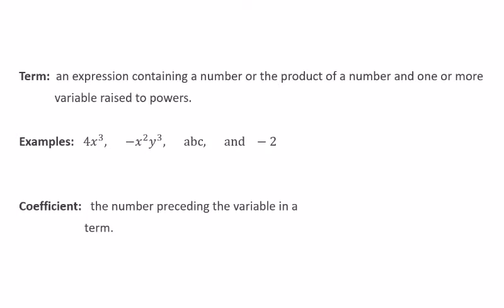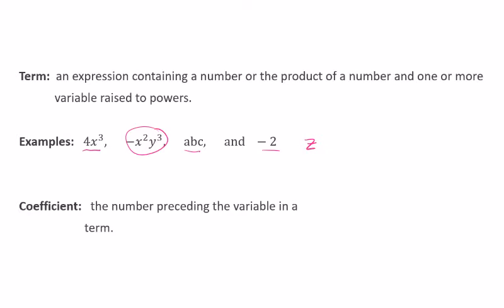First of all, the first word we're going to discuss is term, which is an expression containing a number or product of numbers and one or more variables raised to powers. An example here, 4x cubed, that's a term. Negative x squared y cubed, that's one term. ABC, one term. Negative 2, so just a number alone is one term, or just a variable alone could be a term, like z, right?